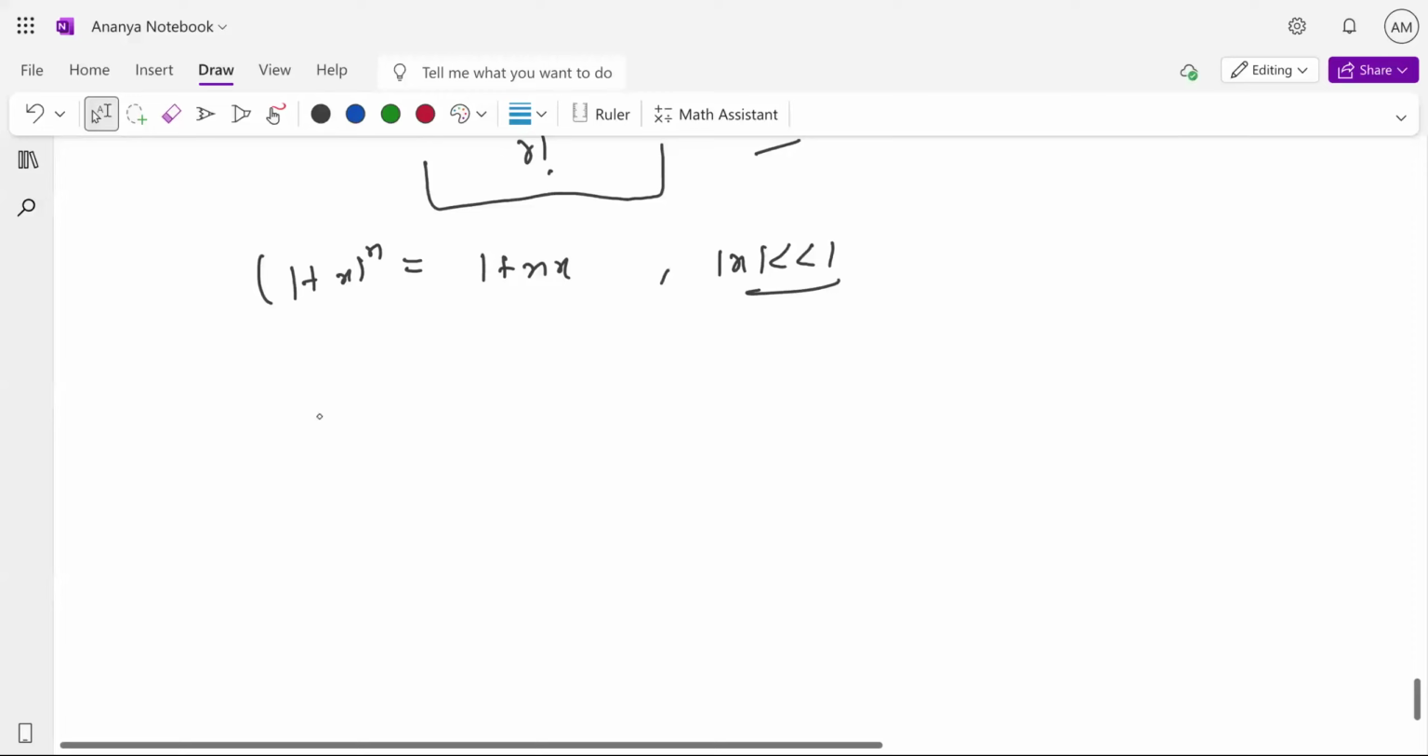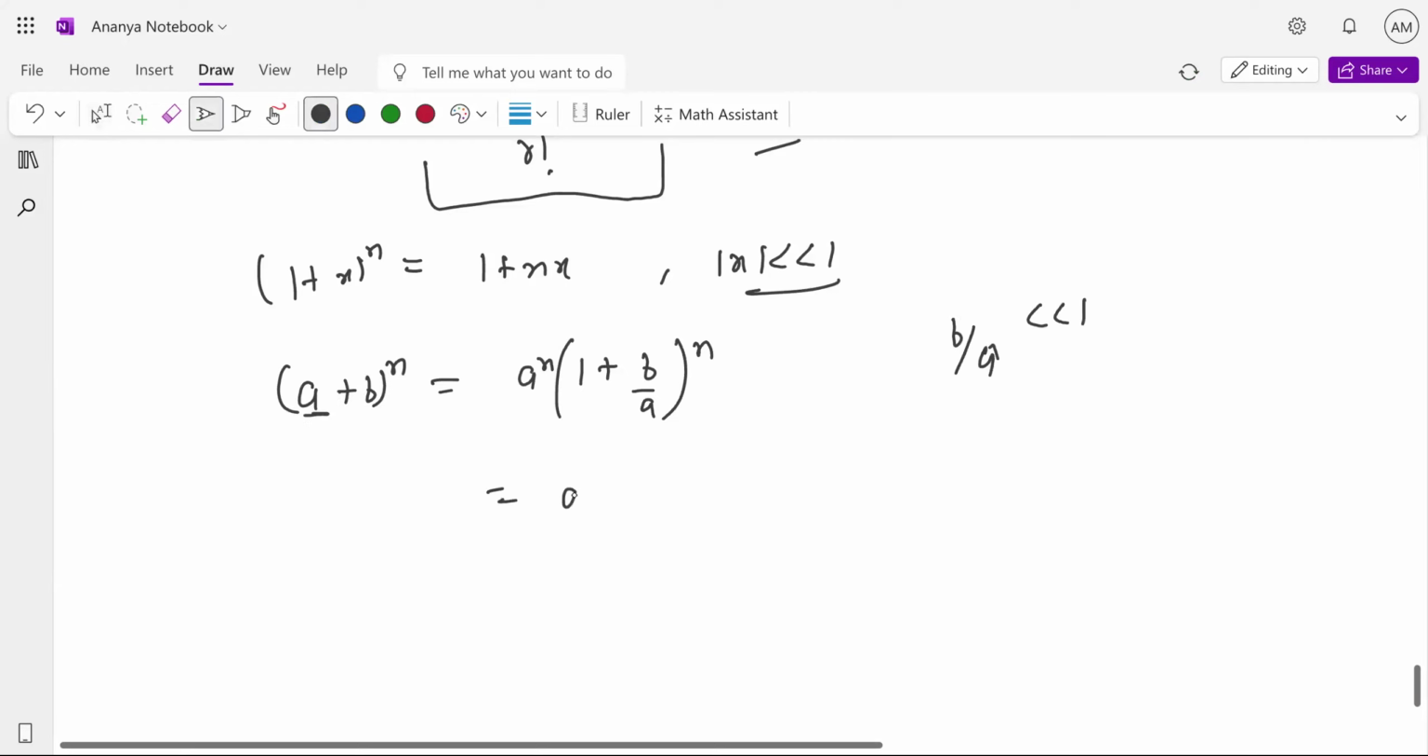Now let's focus on another thing. Just assume you have something like this. By chance, if I say take a as common, what are you going to get? 1 plus b by a. So can you see, if you figure out somehow that b by a is very, very less than 1, can I apply the same thing here also? a^n times 1 plus n b by a.